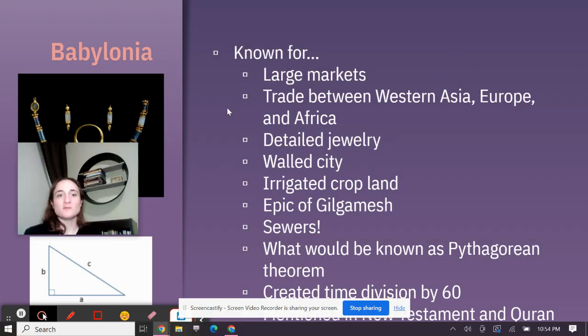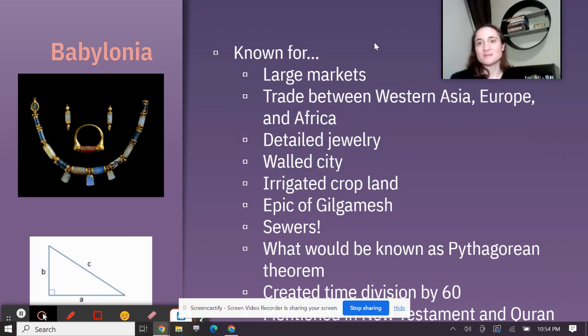So they're also known for very large markets, right? So we talked about trading wood with other parts of the region that don't have wood, so they can melt those metals. Definitely trade between Western Asia, Europe, as well as Africa. They had very detailed jewelry, as you can see right here. They had a giant walled city, so it was great for defending against enemies. They also had a lot of really, really high-tech technology, such as irrigated croplands. So they would build the canals and the croplands, so the crops get water to grow.